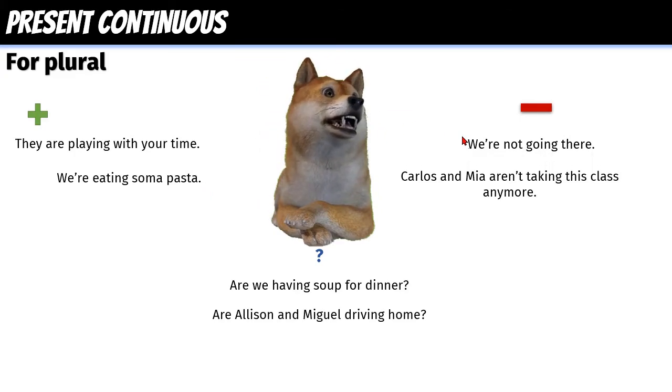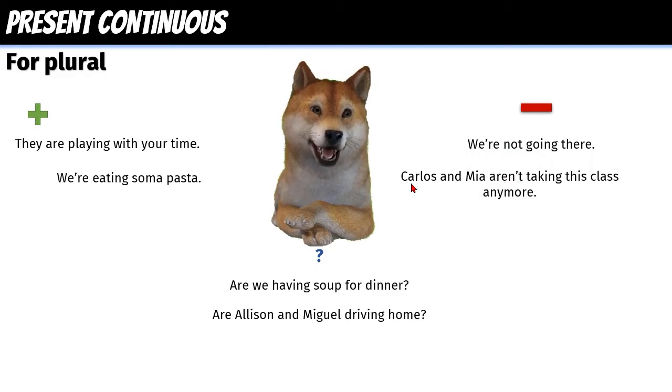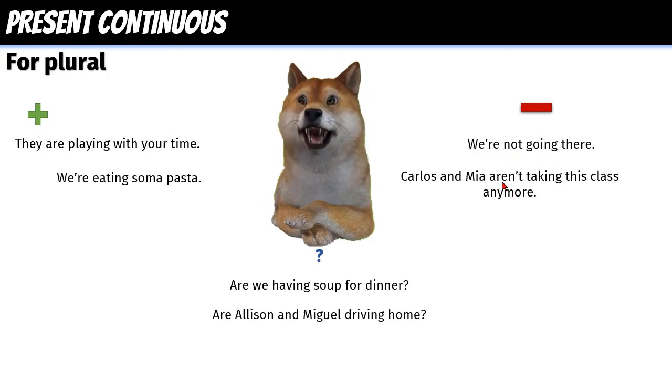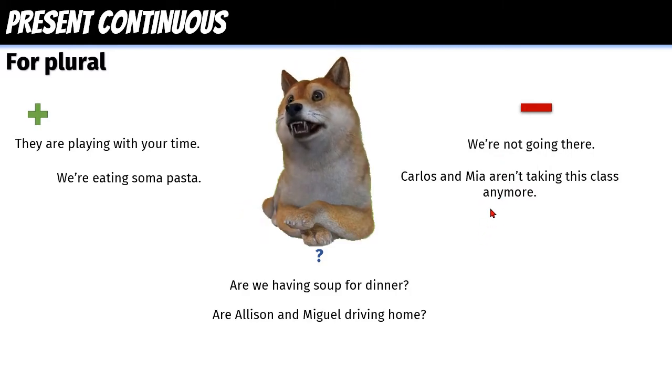Negative sentences. We're not going there. Actually, here something funny happens. You can either use this kind of contraction or this one. Carlos and Mia aren't taking this class anymore. So, what happens here? Well, nothing really. You can use either way, depending where you want to make emphasis. Maybe you use this form because you want to emphasize on the not part.